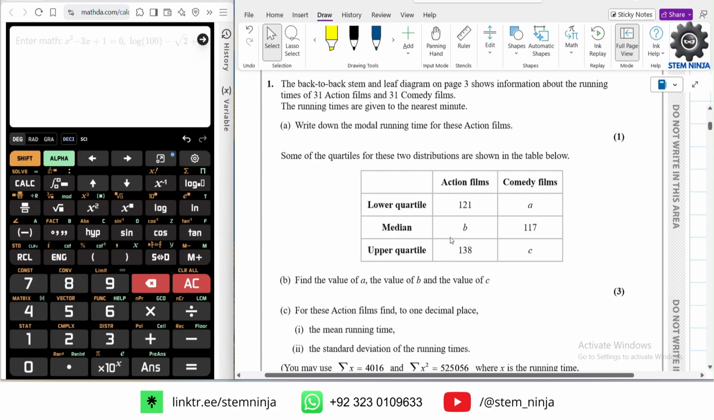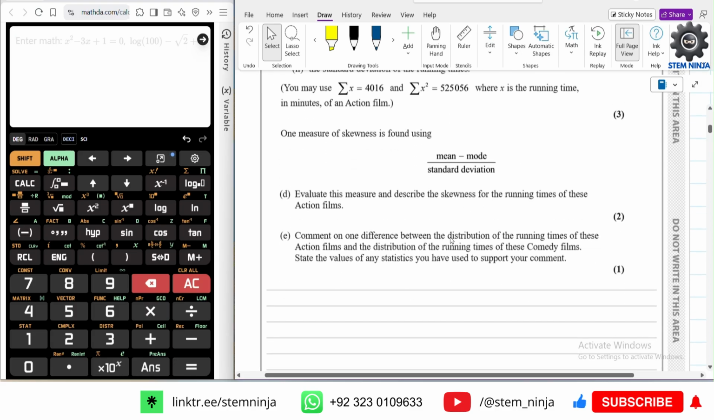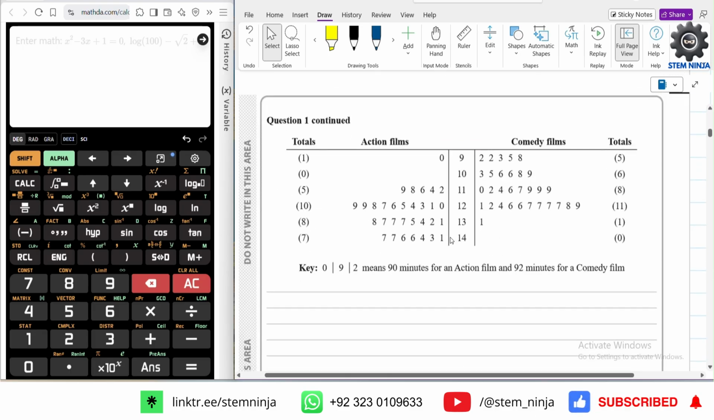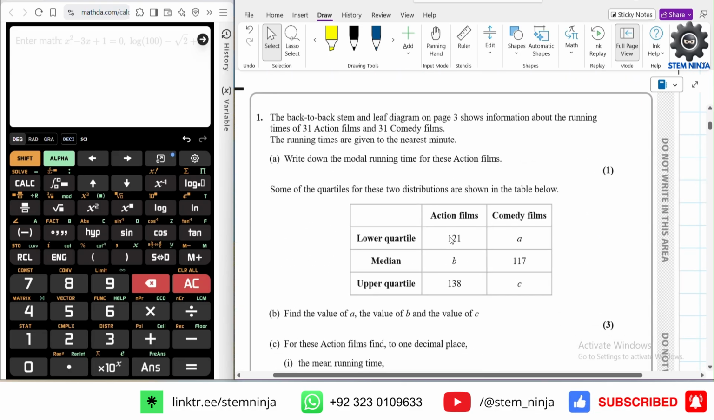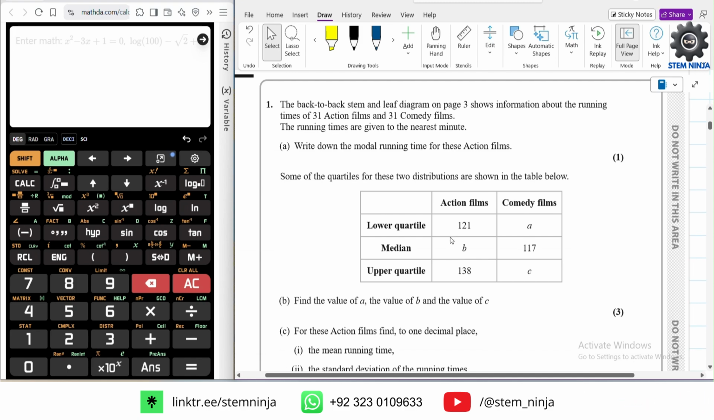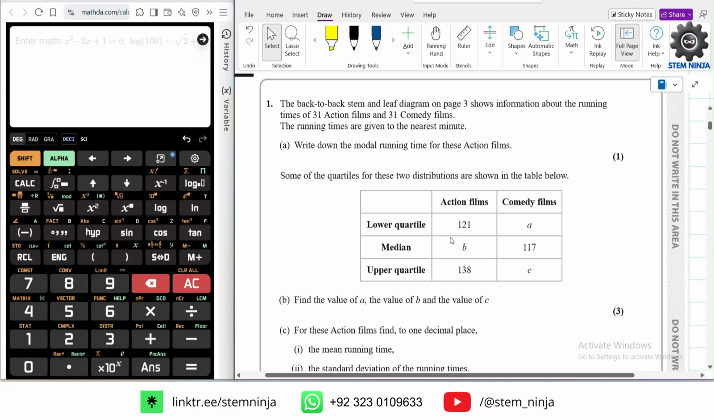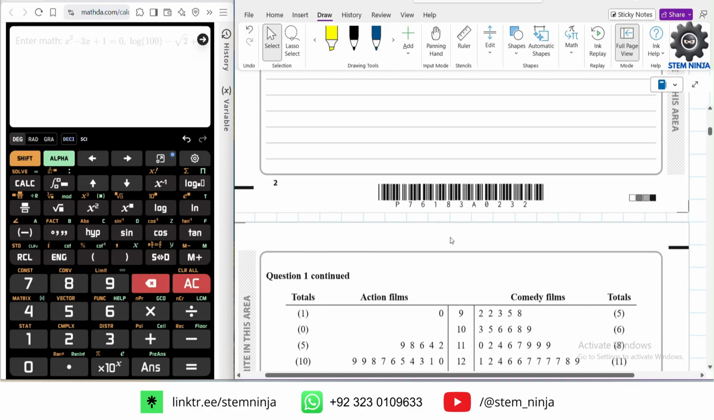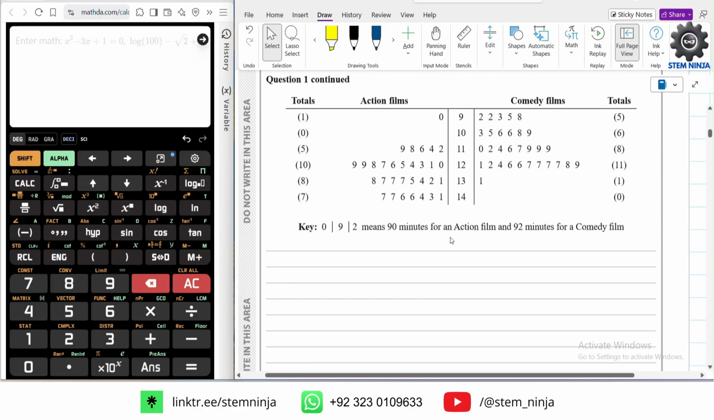The back-to-back stem and leaf diagram on page 3 shows information about running times of 31 action films and 31 comedy films. The running times are given to the nearest minute. Write down the modal running time for these action films. The action films are on the left side. Modal means we need to know which one occurs the most.